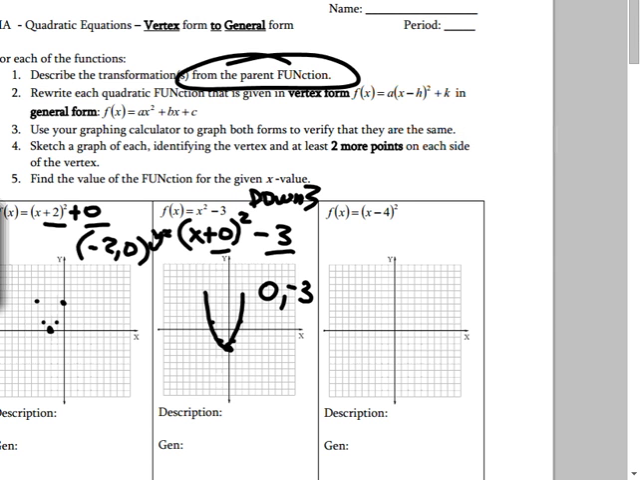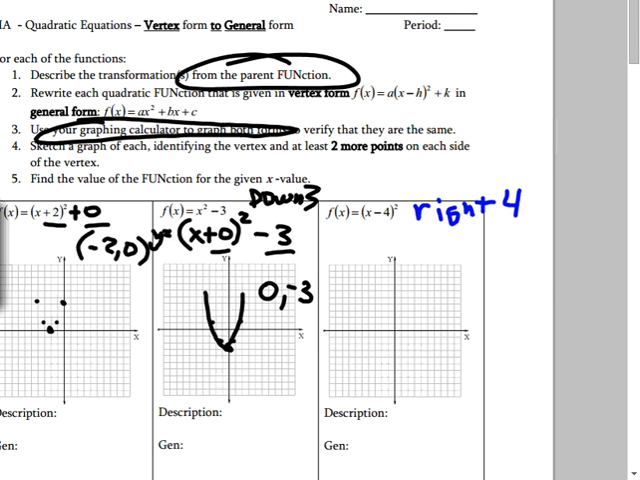Now this part about using your graphing calculator to graph both forms and to verify they are the same, that's going to take a long time. So I'm going to ask you to just use your graphing calculator if you're stuck on one and you're like, I'm not sure if I'm doing this right. Given that we have a shortened class period today, I'm not going to extend your assignment by having you graph every single one of these on a calculator. But if you want to grab a calculator and check one that you're not sure about, that would be totally fine and smart.